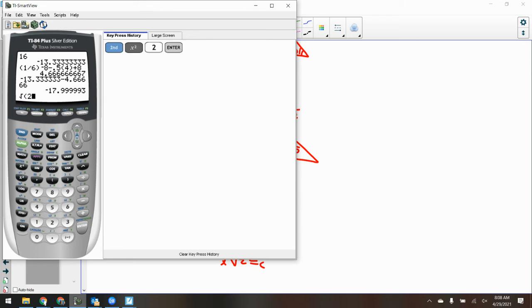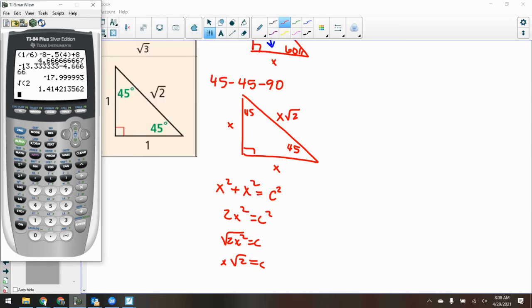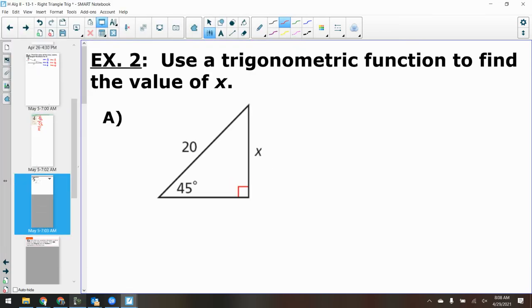Square root of 2. Yeah, 1.41. Okay, so now the directions are going to tell you to use a trigonometric function to find 30, 60, 90, and 45, 45. You can cross that out. It's already crossed out in your guided notes there. It says use a trigonometric function.